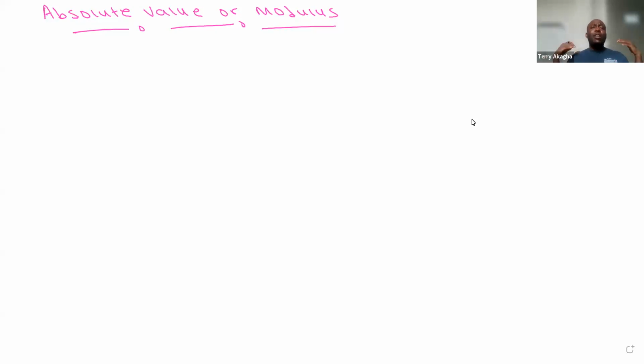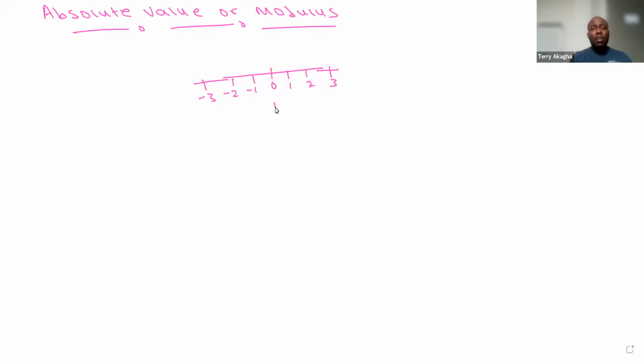But before I jump into all of that, I want to first tell you what an absolute value is. An absolute value or modulus of a number or integer is the actual distance of the integer from 0 on a number line. What I am saying is that if this is a number line, this is 1, this is 2, this is 3, and let's say this is -1, -2, -3. The absolute value or modulus of that number is the actual distance of the integer from 0.